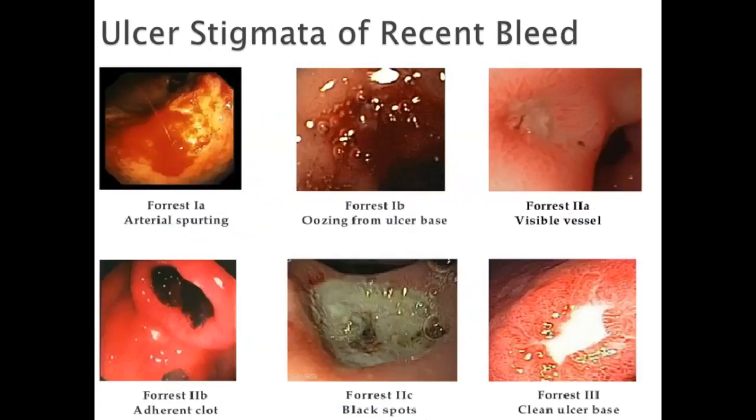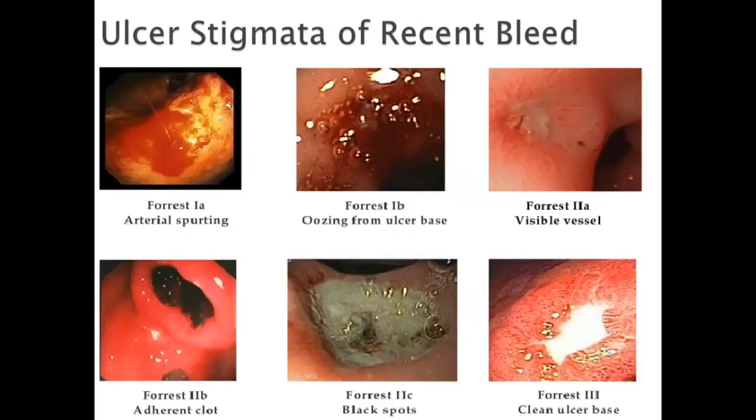Here's some pictures. These are all ulcer pictures, so the most common thing we see. So in the top left, you can see an arterial lesion. These are all Forrest classifications, which confer a mortality up to 10% in the Forrest 1A and 1B lesions. But I think this is just so you guys can see some of the things that we see.